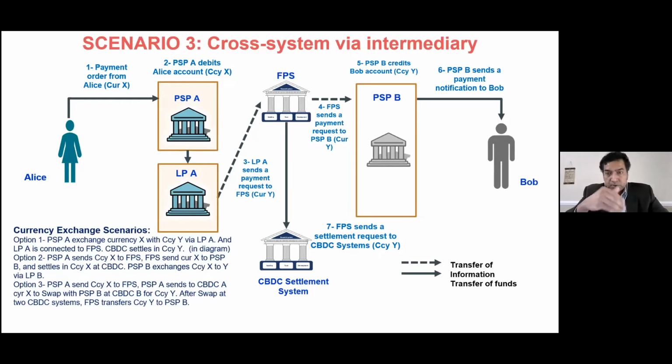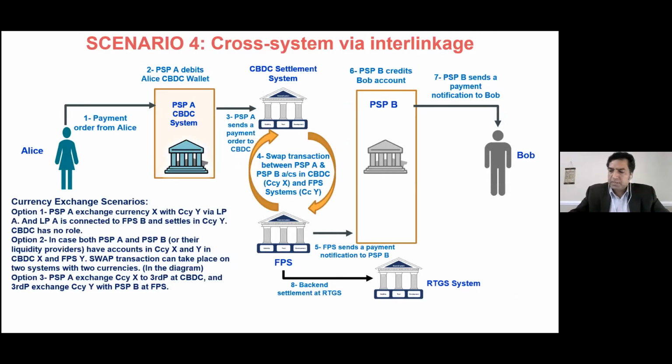She's able to still transfer to Bob from her regular bank account into a CBDC because there's a third-party provider who exists who can serve as a bridge. So this is the third scenario. And I will talk about a fourth scenario where you don't have a local participant.